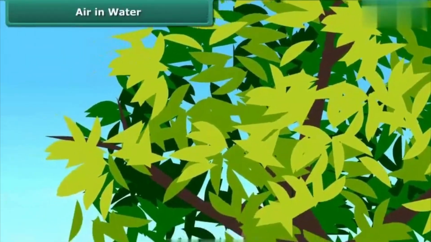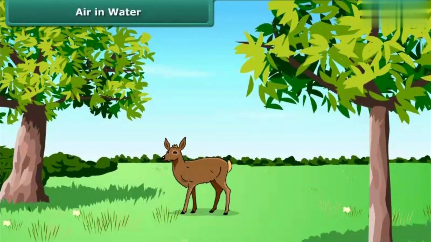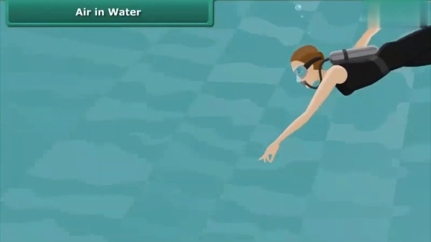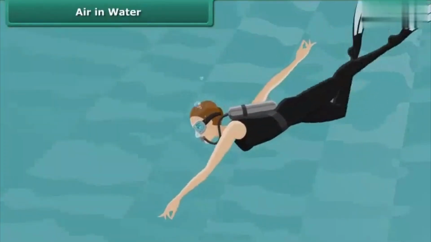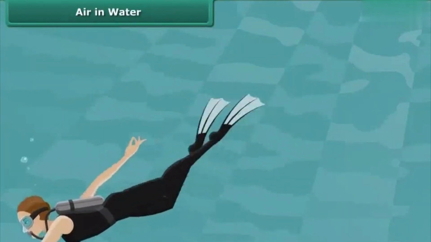We know that all plants and animals need air to breathe. The animals living on the land part breathe in the oxygen present in the air. We can't live in water. When the divers go inside water, they carry oxygen cylinder with them.